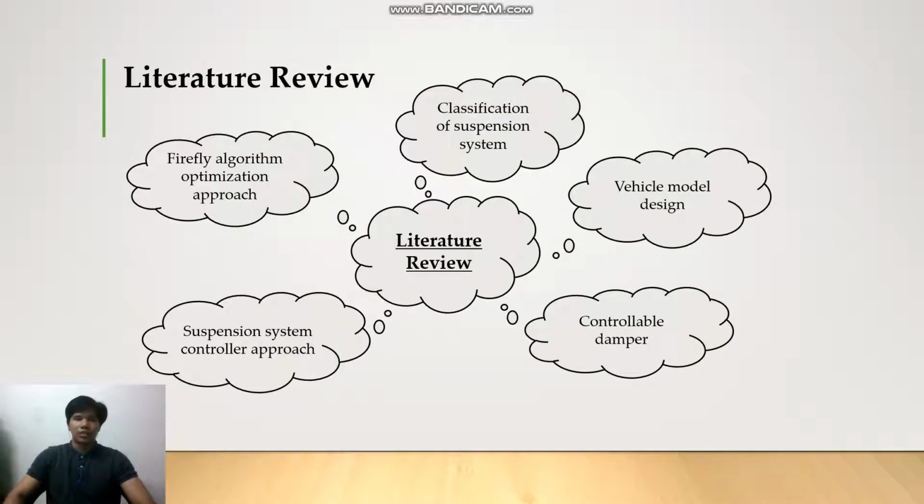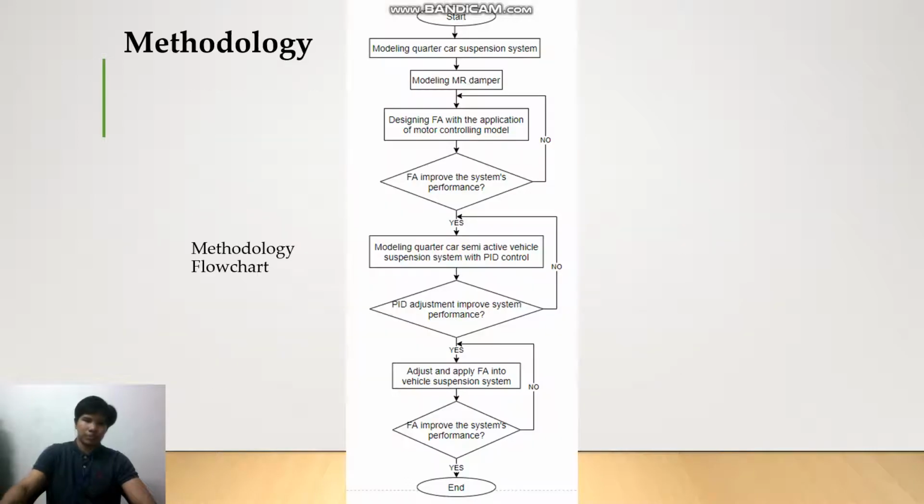So for literature review, I am not going in detail because in the previous presentation of FYP1, I already went into detail for the literature review. Basically, the literature review for this project is divided into 5 categories: first, classification of suspension system, second, vehicle model design, third, controllable damper, fourth, suspension system control approach, and lastly, Firefly algorithm optimization approach.